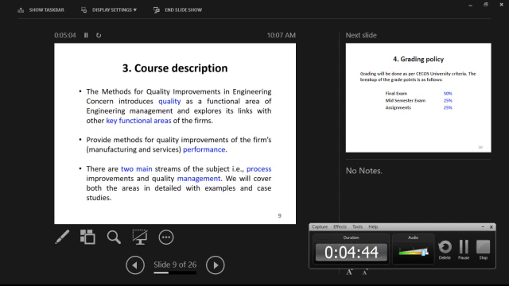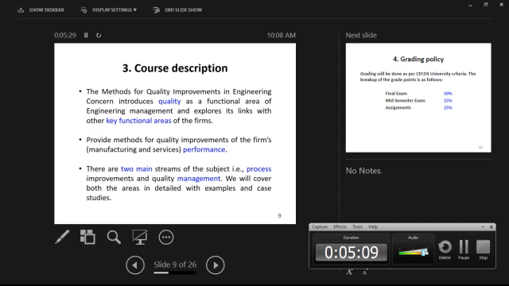It provides methods for quality improvement of the firm, whether it is a manufacturing or service industry. Quality also has a very vital role in the service industry, in those industries which provide services like hospitals, banking, restaurants. I am also a service provider as a teacher in the education department. So this is also a service provider.